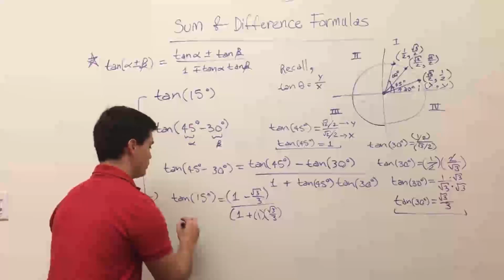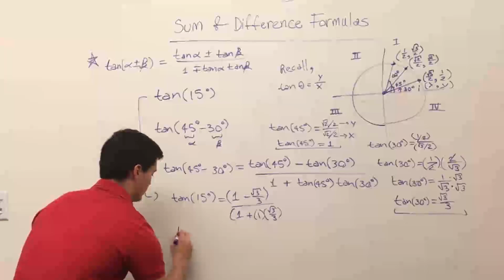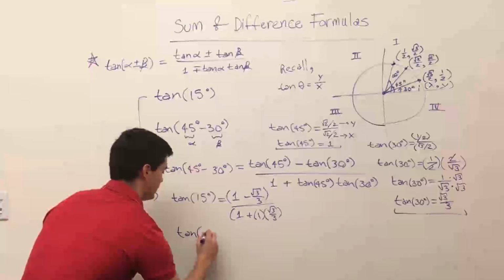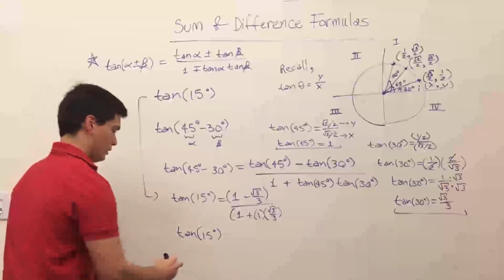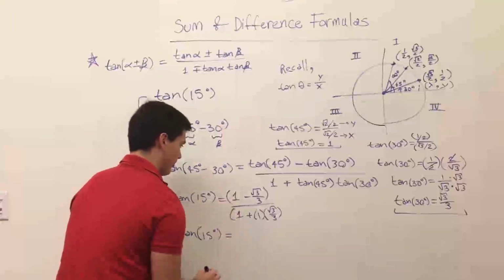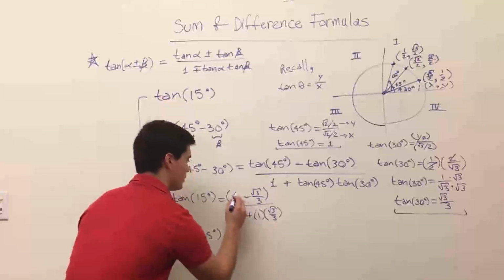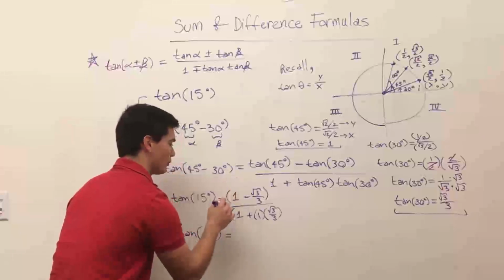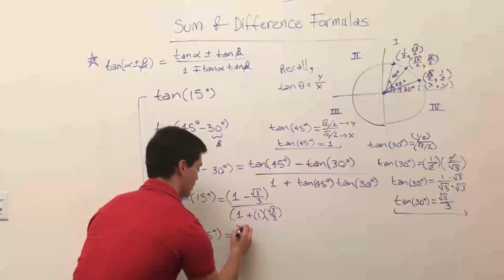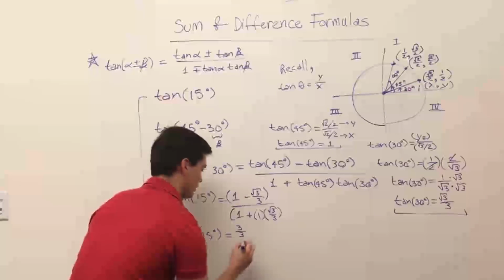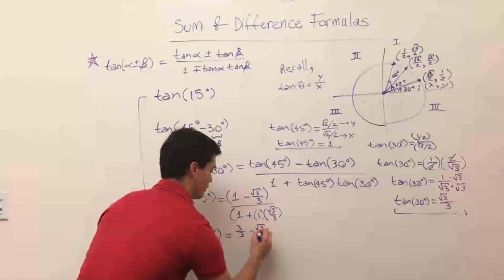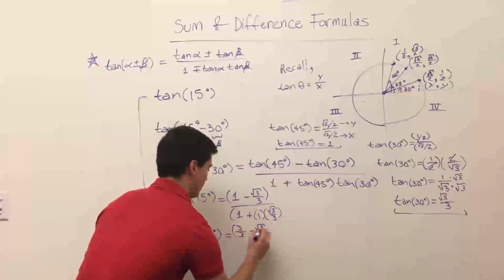Okay, so now I'm getting closer to my form. So I have the tangent of 15 degrees is equal to, here I will find the common denominator. So for the common denominator, you have to multiply 1 over 1 by 3 over 3, because that'll simplify to 1 again, but I am just finding the common denominator.